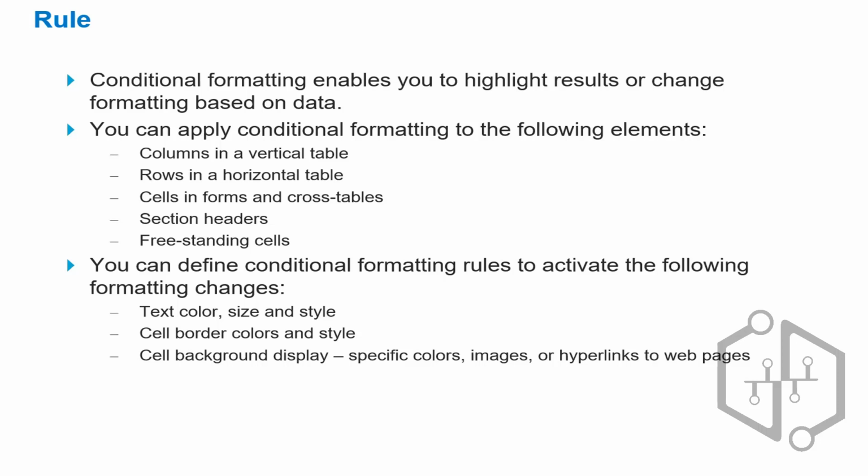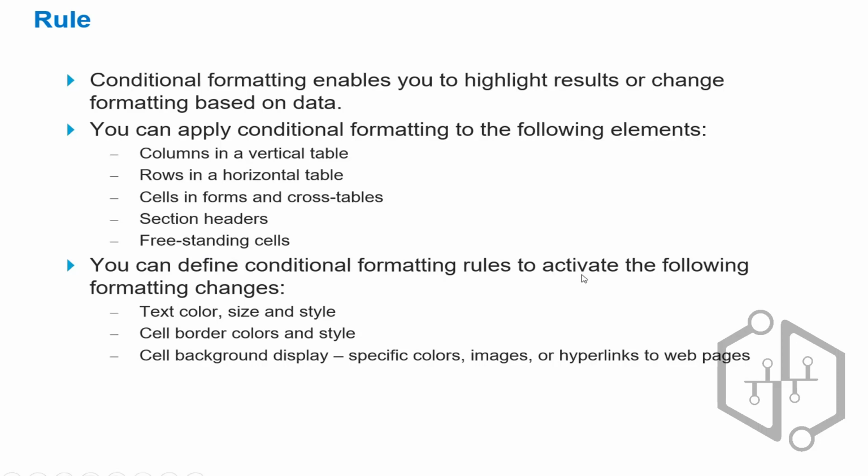By the color coding itself, they will understand where to focus and which is performing better and which is not performing better, so that they can take decisions from there by doing that analysis. We can apply conditional formatting to the following elements: columns in a vertical table, rows in a horizontal table, cells in forms and cross tables, section headers, and freestanding cells. So we can apply our formulas and other rules anywhere in these elements.